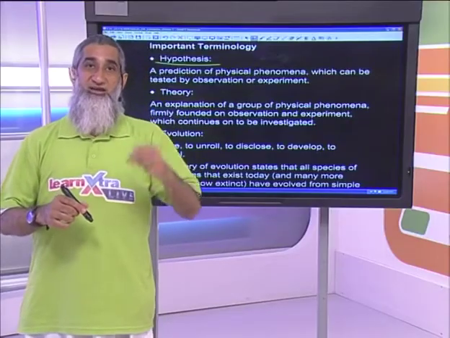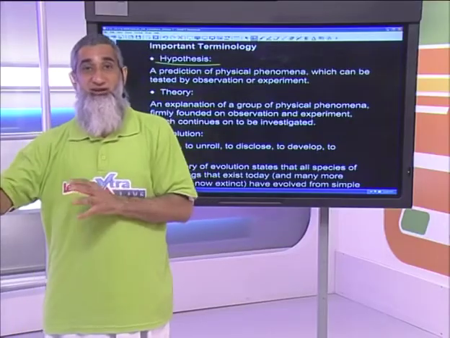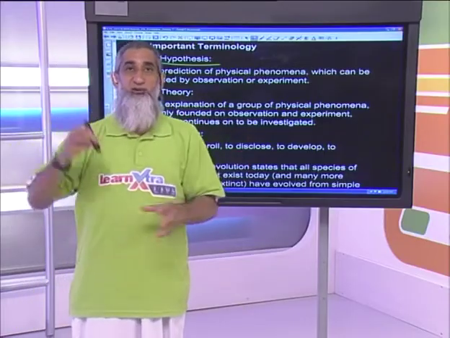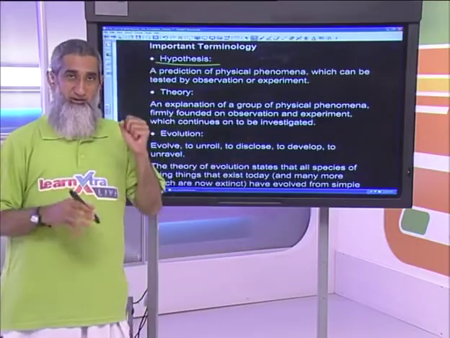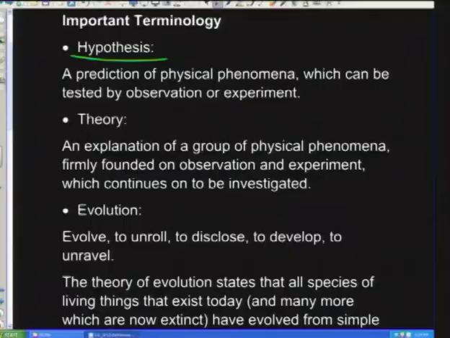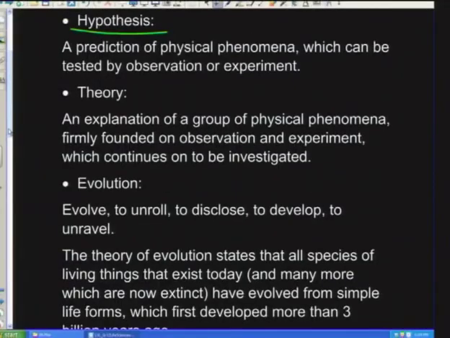So we say, if I leave, so it's your if-then. So it's your cause and effect, an independent variable and a dependent variable situation. So what is it actually then? It is a prediction. So you're seeing something and you're making a prediction of this phenomenon, or phenomena, plural, which can be tested by observation or experiment.